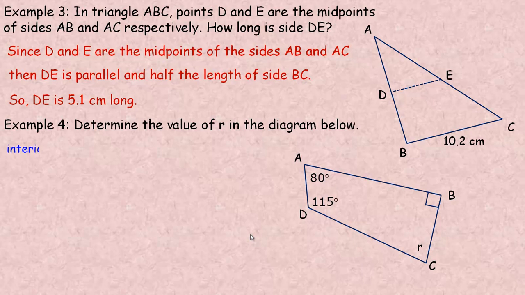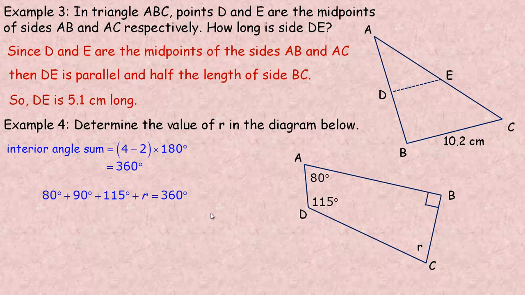Well, the interior angle sum for a quadrilateral, if you don't know, is 4 sides. So 4 minus 2 is 2 times 180 would be 360. So these 4 angles should add up to 360. So if we add up the 80, the 90, the 115, and the r, all of them should add up to 360. So I'm going to add up the 80, 90, and 115. Those add to 285. And so to find r, we would subtract 285 from 360.